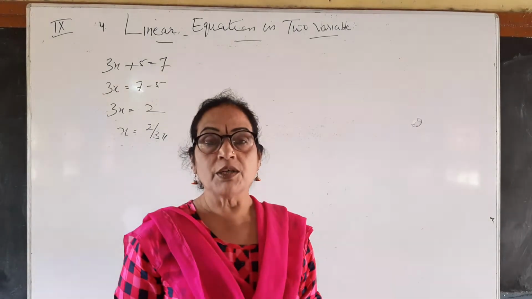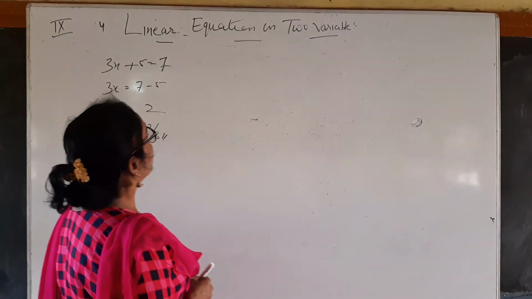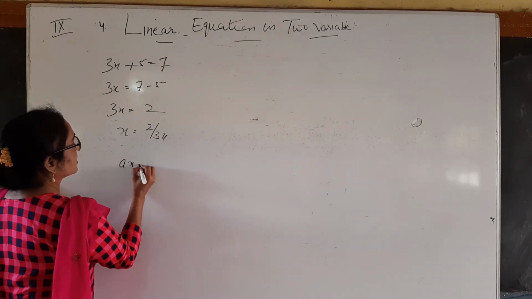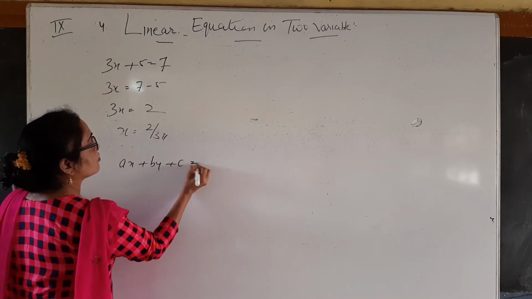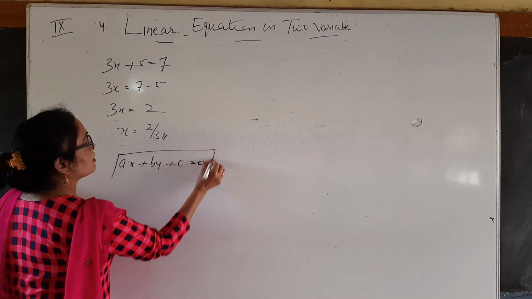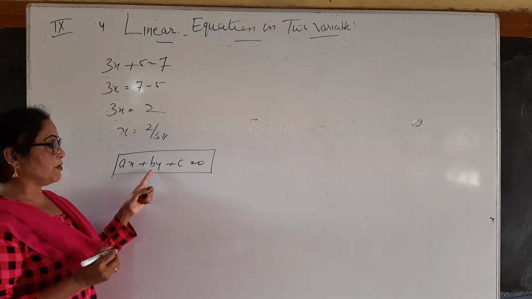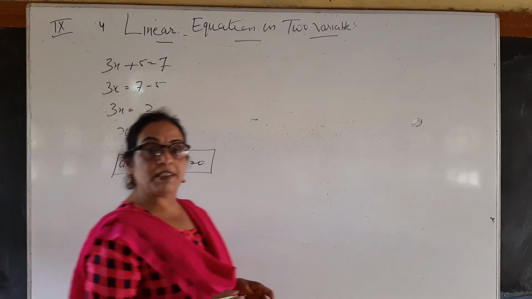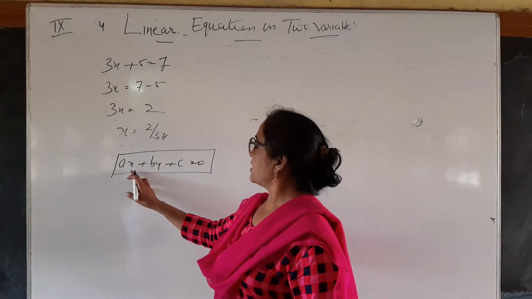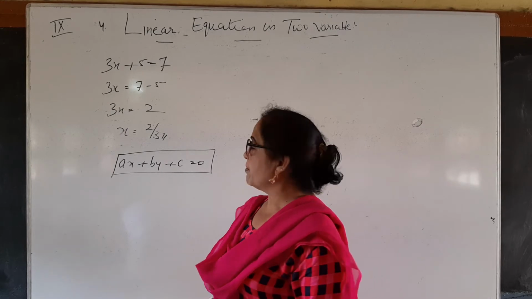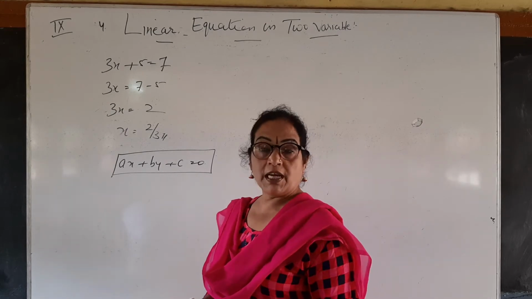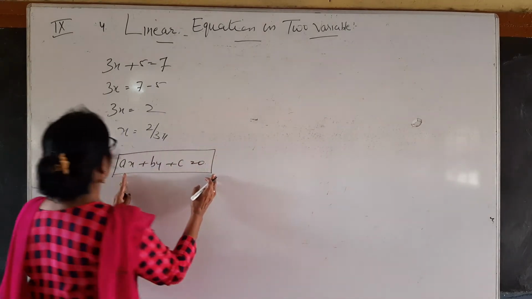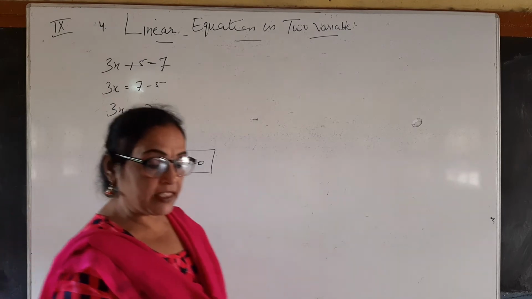Now here you have a linear equation with two variables. The general equation in two variables we will take like this: ax plus by plus c equal to 0, where a, b, c are real numbers and x and y are the variables. Variable means we have to find the values here. Here we have to find the values of x and y. So this is the general equation. Now we will see the exercise.